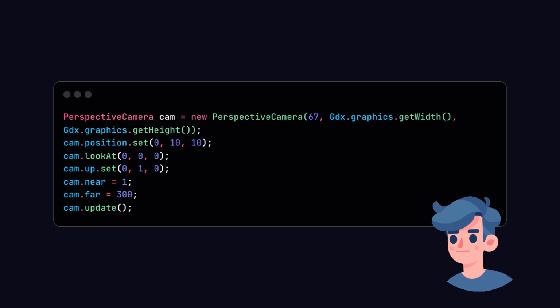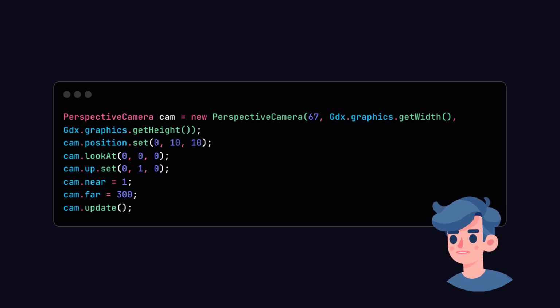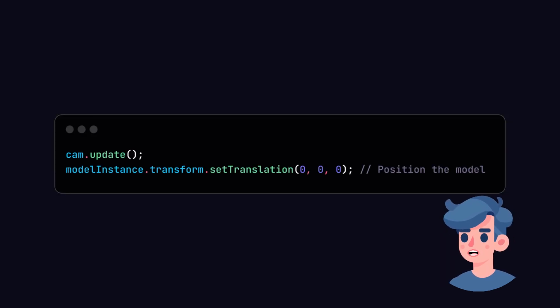Next, we will implement a camera to navigate our 3D world. Using a perspective camera gives players a better sense of depth. Let's initialize our camera. Don't forget to update the camera during rendering. In the render method of our game or screen class, we can update the camera's position depending on player input.